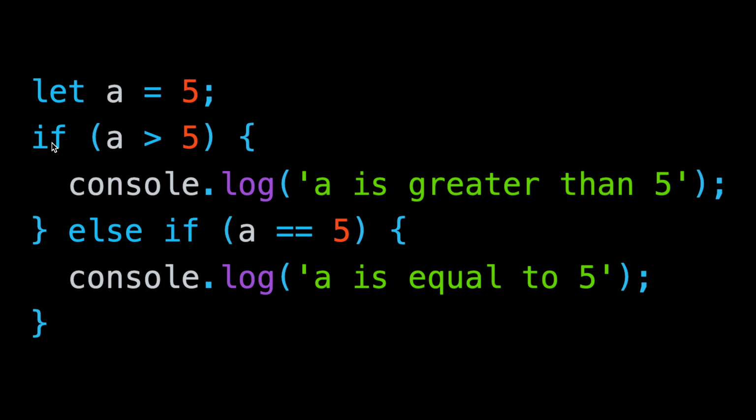So here's an if-else statement. If a is more than 5, then it'll run the code within the curly braces. In this case, this will evaluate to false. So if this evaluates to false, we go to the else statement. Else, and then we have another if statement. If a is equal to 5, then we console.log a is equal to 5. So in this case, this will run.